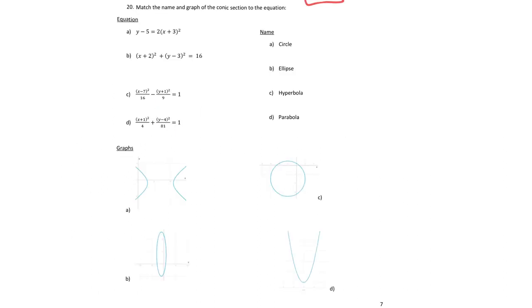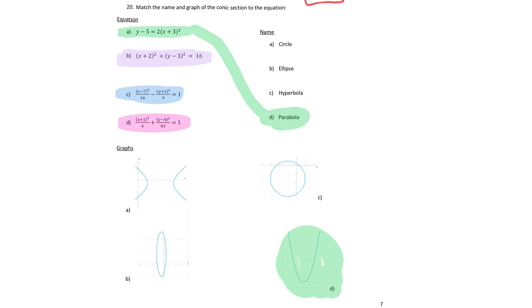Okay, question 20 then is going to have us match each equation to each graph. So I have this equation, this equation, this equation, and this equation. So there are my 4 equations. The first equation is a parabola. And if we match the shape of the parabola, that's D here. So A matches to D and D.